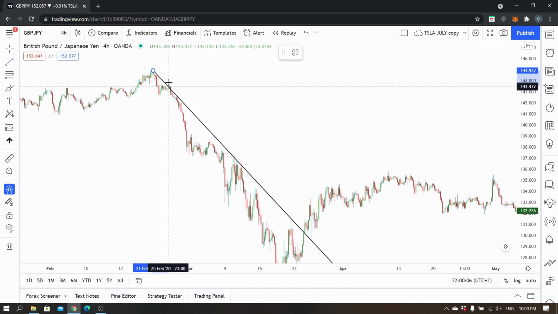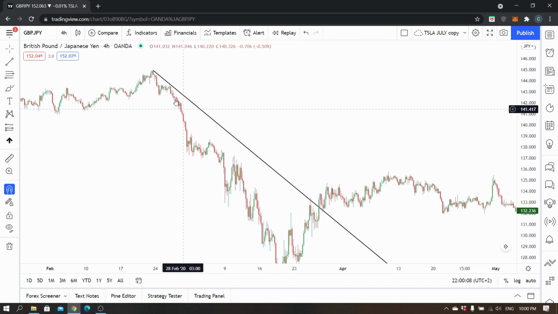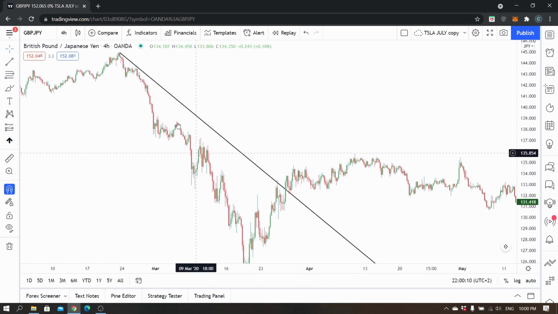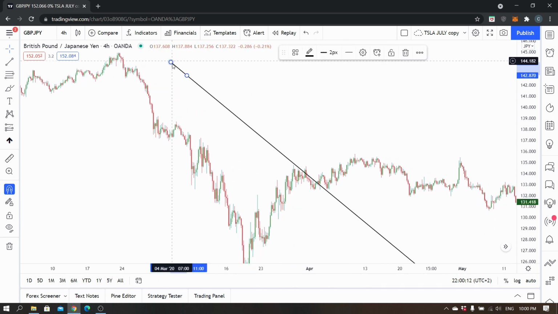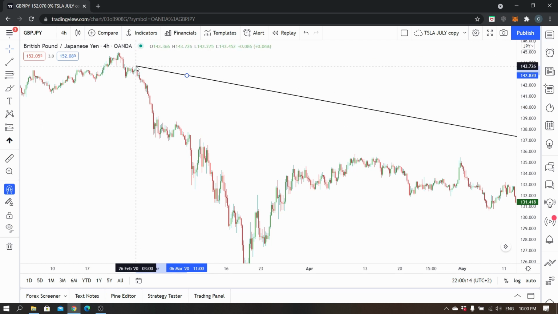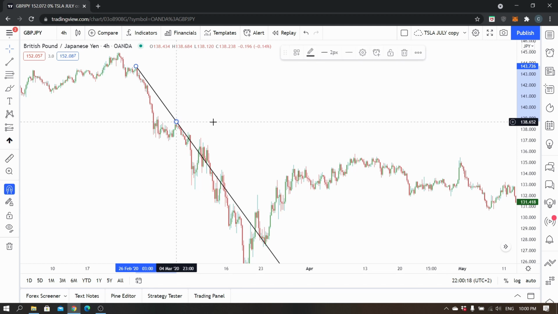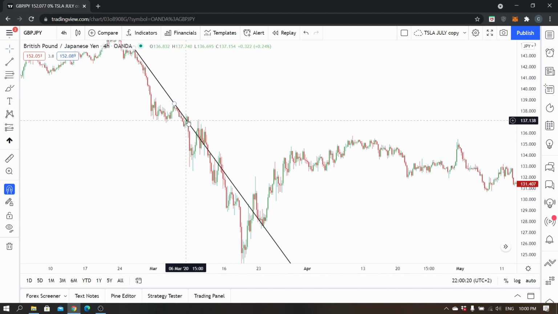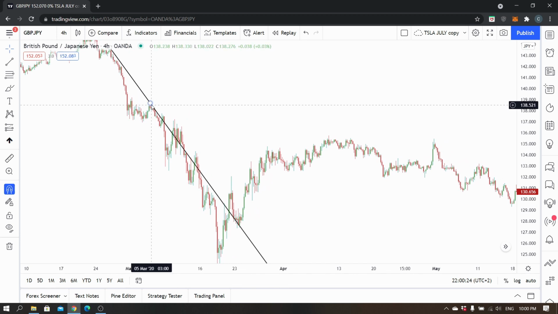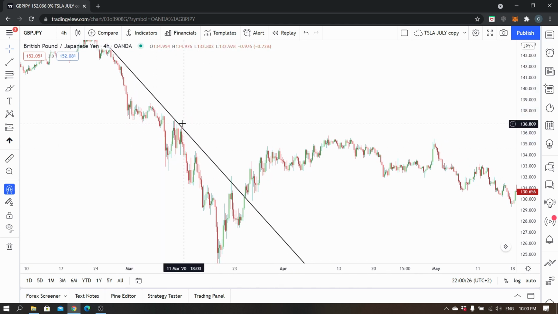Here we draw it off the wick, second touch, third touch, great trade. And then we actually have to move this, otherwise I don't think it will work that well. Here we have a second touch, and then the third touch with some drawdown, but after that it's a very good trade. Second touch, third touch, great again.